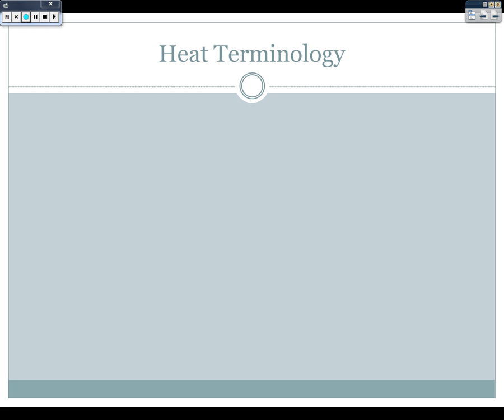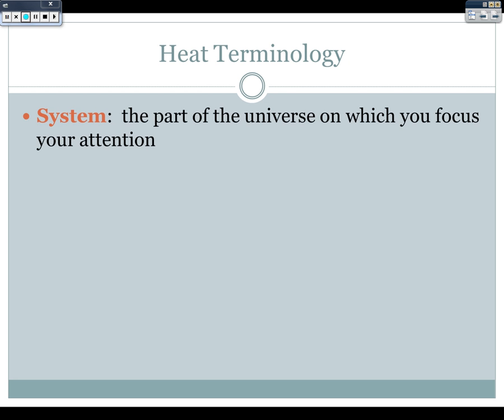Okay. Now let's talk about some key terms that we're going to be using from now on when we talk about heat. And one of those is describing things in terms of something called the system. And the system is the part of the universe on which you're focusing your attention. So when we talk about heat, we're going to start talking about a universe. And the universe has two parts, and one of them is the system. And the system is the actual part of the universe that you're focusing your attention on.